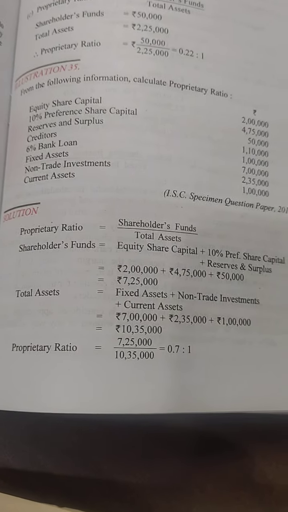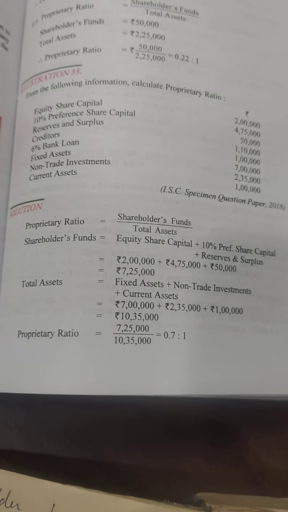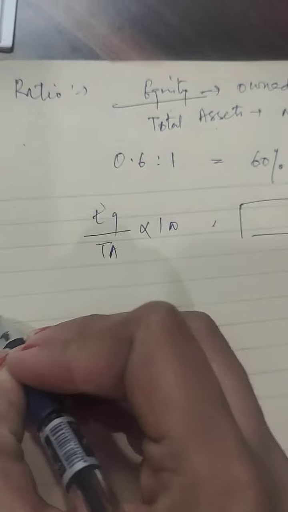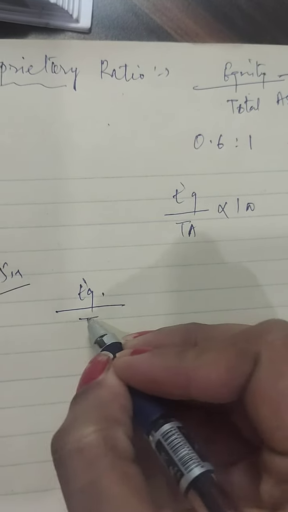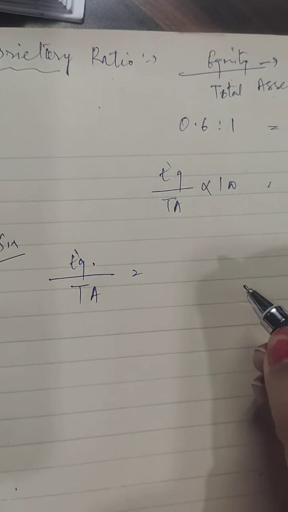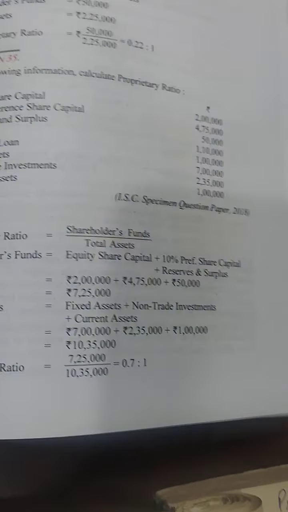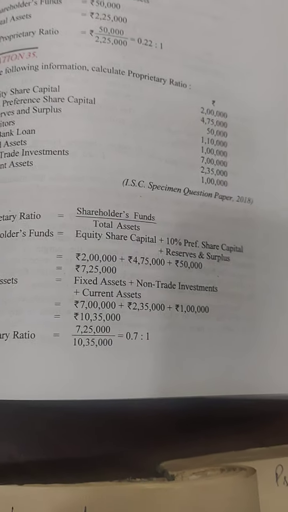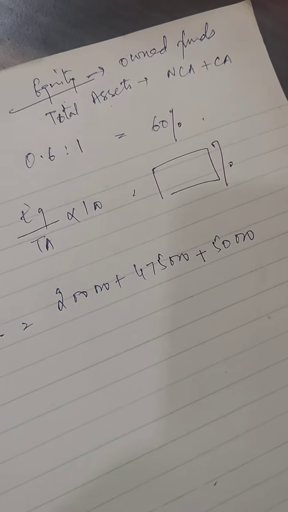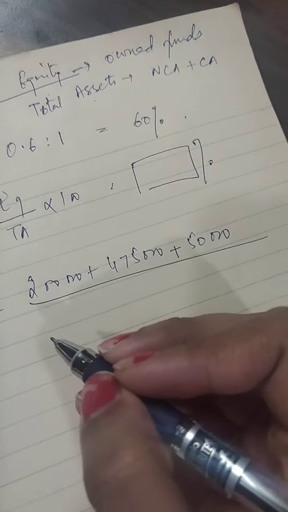Illustration number 35. Equity share capital is given, preference share capital is given, reserves and surplus is given. So I require the proprietary ratio. First thing I require is equity, and for the denominator part I require total assets. For equity I can write equity share capital of 2 lakhs plus preference share capital of 4,75,000, reserves and surplus of 50,000. All the three are part of equity.